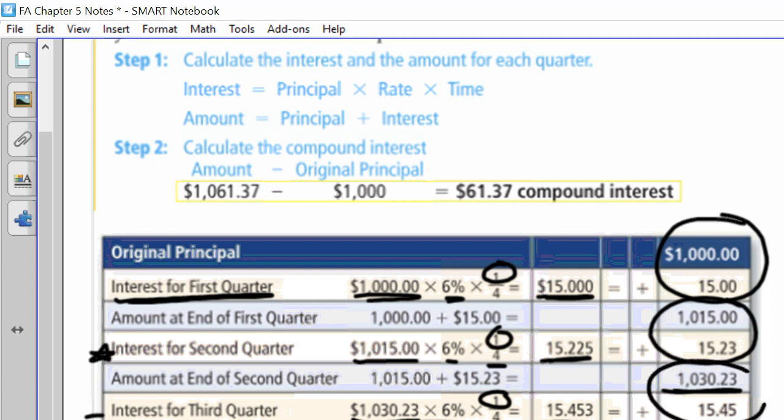So then we go ahead and add that to our $1,030.23. We get $1,045.68. One more calculation, you guys, promise. Take that, times it by 6%, multiply by 1, divide by 4 for the quarters. Now we made $15.69. Add that to our $1,045.68. Boom. At the end of the year, we started with $1,000. Now we have $1,061.37.